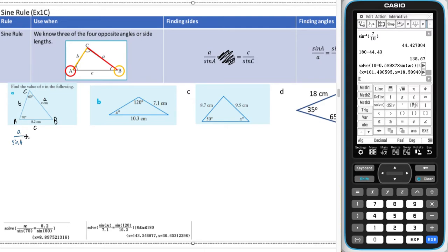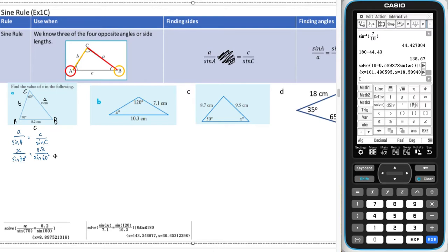So a in this case is x, and angle A is 70 degrees. c is 8.2 over sine 60 degrees. Now we're going to use algebra to solve this firstly, and then we are going to use our ClassPad to confirm.